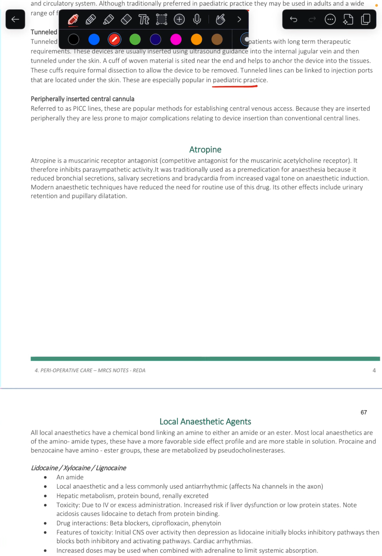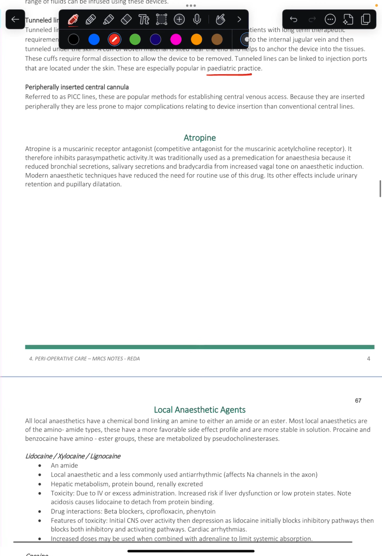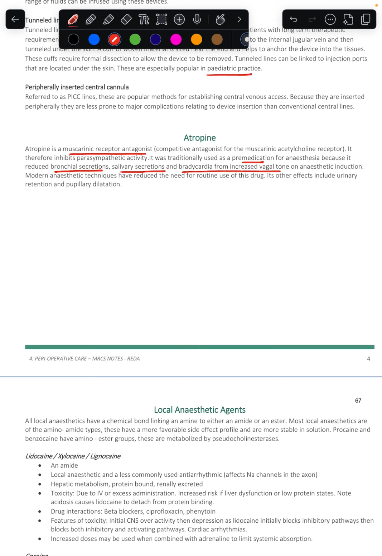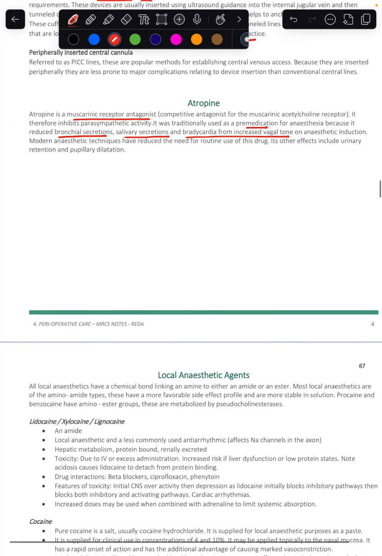So, which is a common drug? Atropine is a muscarinic receptor antagonist, a competitive antagonist for muscarinic acetylcholine receptors. It therefore inhibits parasympathetic activity. It was traditionally used as a premedication for anesthesia because it reduces bronchial secretions. Basically, secretions are reduced, salivary secretions are reduced, and bradycardia from increased vagal tone is also reduced. So this is traditionally used as an anesthetic premedication.